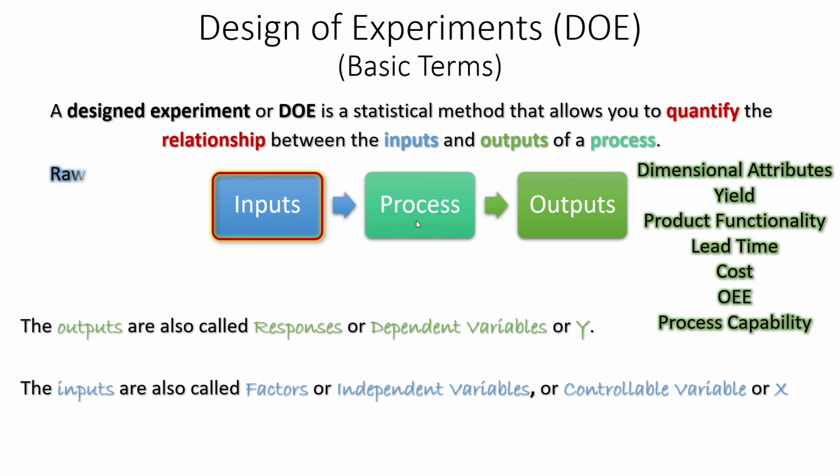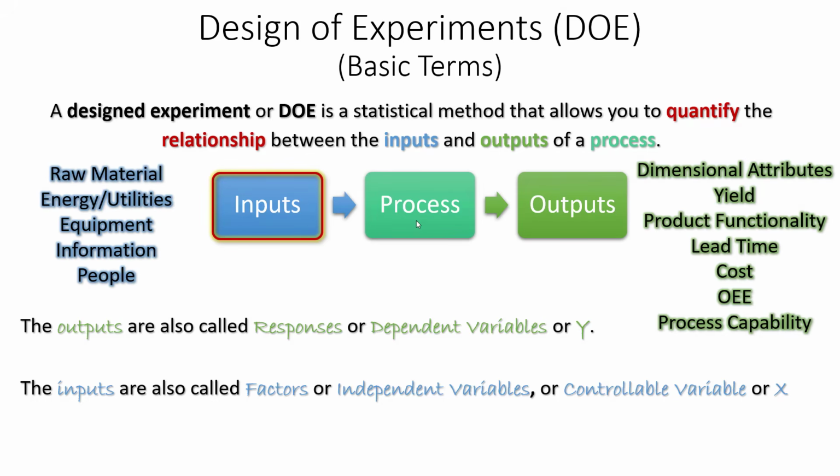The other side of this equation are the inputs. And in the world of DOE, the term that you're going to hear the most are factors. These are factors in our experiment, variables that we're going to change or control. And then what we're going to do is change these variables and measure how our output changes in response to the changes in our factors.